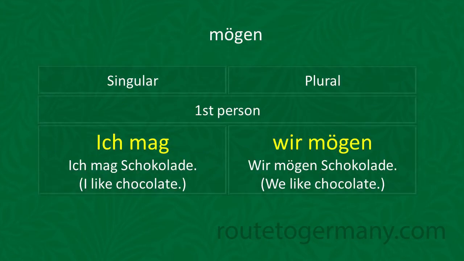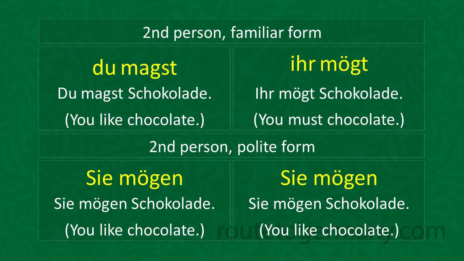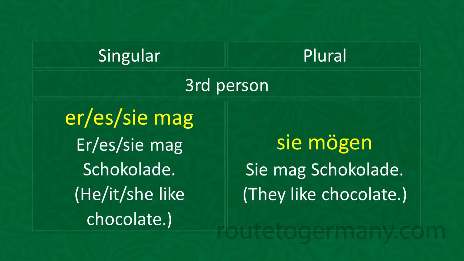Mögen. Conjugation of mögen is: Ich mag. Wir mögen. Du magst. Ihr mögt. Sie mögen. Sie mögen. Er, es, sie mag. Sie mögen.